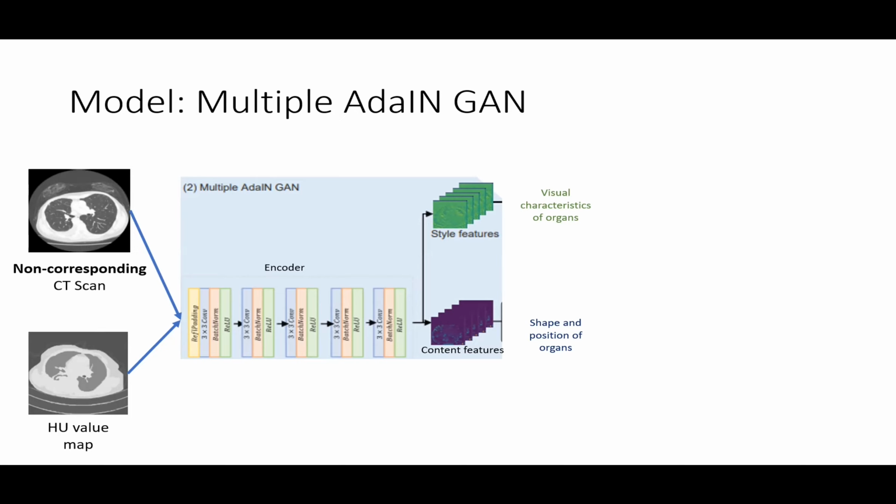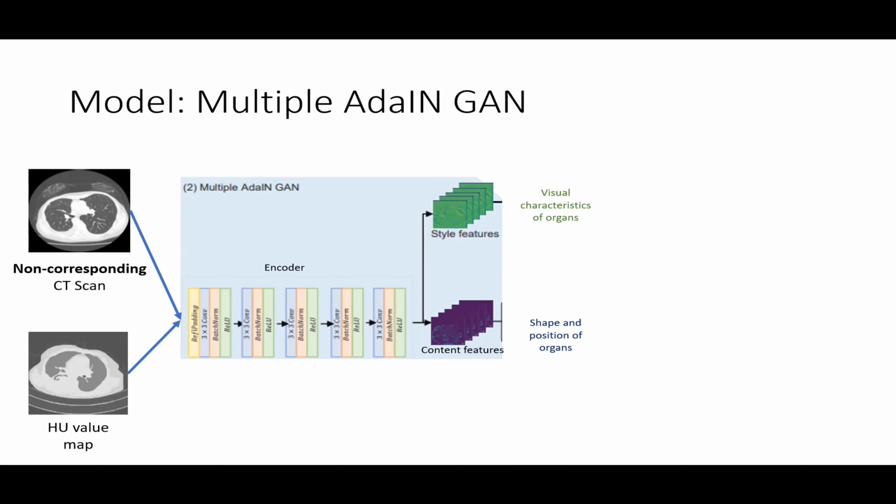The style features represent the visual characteristics of the organs, and the content features represent the shape and position of the organs. So for the lungs, we're going to have the shape taken here, and we're going to have the color and the different styles, so little white lines, etc., from that CT scan image.